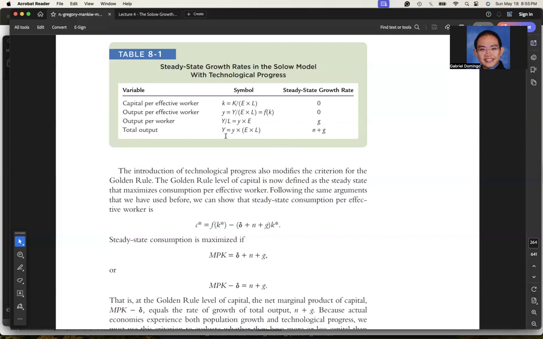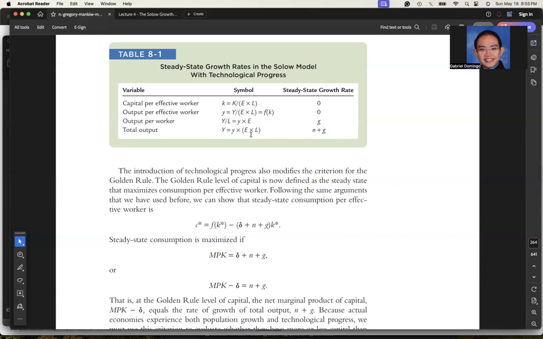Okay. Next is total output, which is your big Y. Your big Y is just the growth of small y times E times L. Okay, because the small y is just by definition big Y over E times L, right? So the big Y will grow at the rate n plus g. So this makes total sense, right?